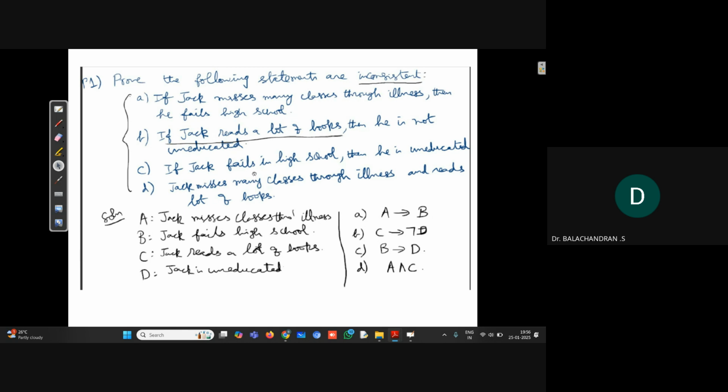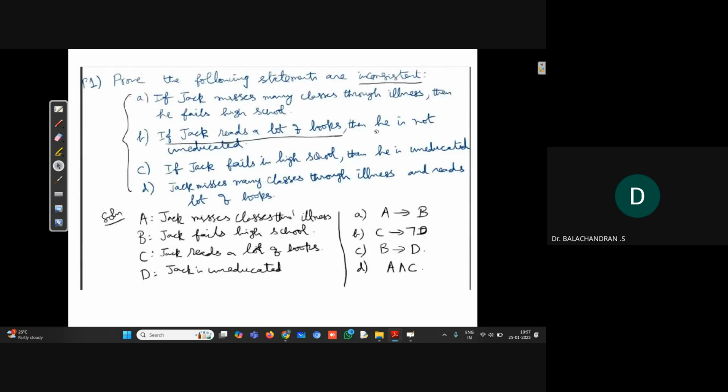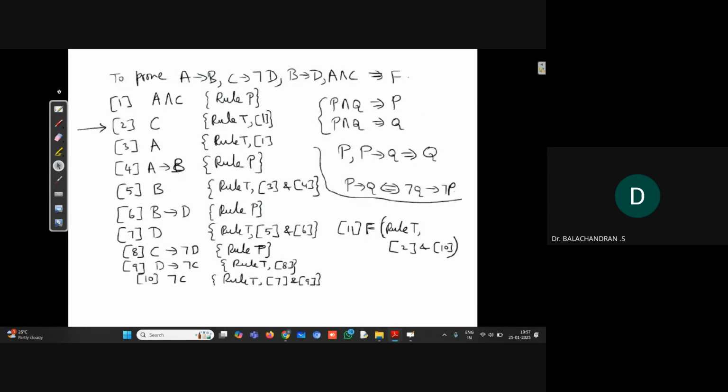You can check it. B, C, and Jack misses many classes through illness, that is A, and reads lots of books means C. So these are the premises, and the conclusion is what? Prove that inconsistent means the conclusion is false. So A and C first. From this you can write A and C.